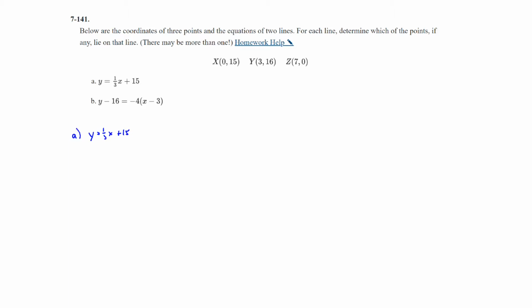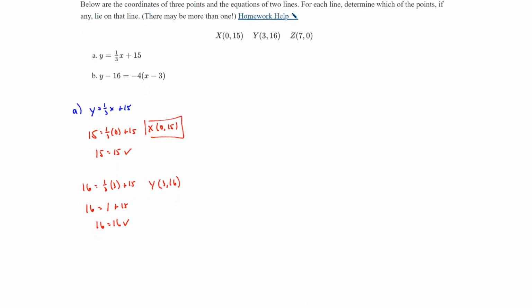So for example, x, 0 comma 15, that would be 15 is equal to 1/3 times 0 plus 15. And that does represent the y-intercept, which you can also see. So yes, the point x, 0 comma 15, that works. What about y, 3 comma 16? So 16 is equal to 1/3 times 3 plus 15. So 16 is equal to 1 plus 15. And so once again, you can see that one works as well. So the point y, 3 comma 16, works.